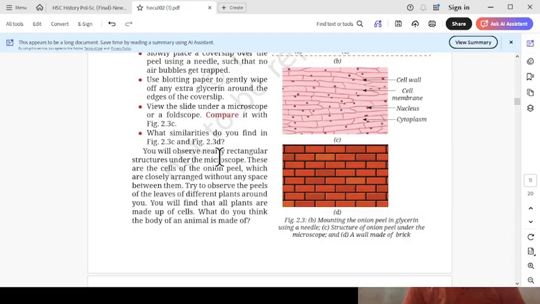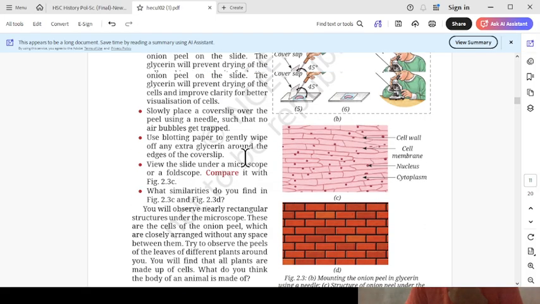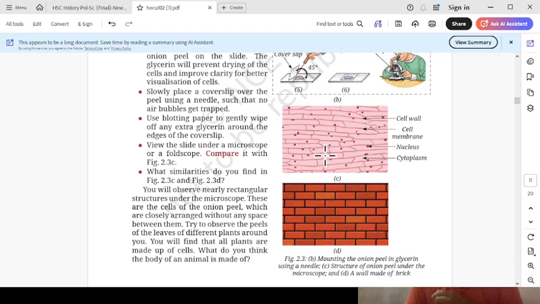Here is the figure. What similarity do you find in figure 2.3c and figure 2.3d? Here is a wall made of bricks, and here is the structure of the onion peel under the microscope. You will observe nearly rectangular structures under the microscope. These are the cells of the onion peel, which are closely arranged without any space between them. Here the onion peel cells are arranged in such a way that their gaps are not in line, and they are arranged without any space in between them.